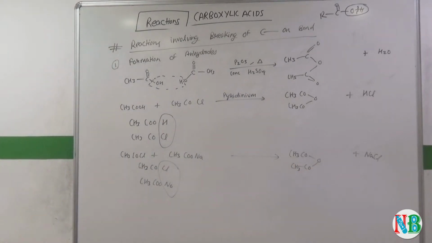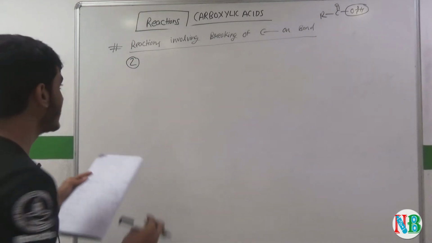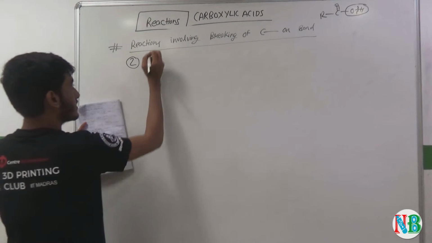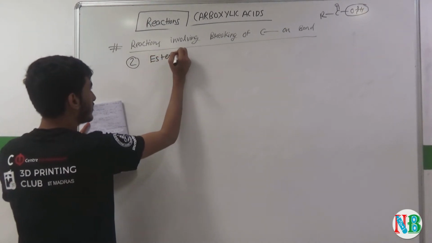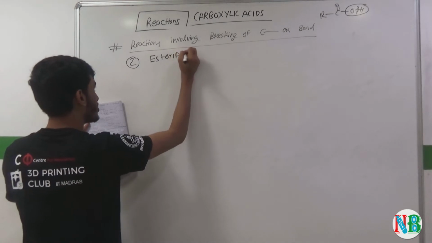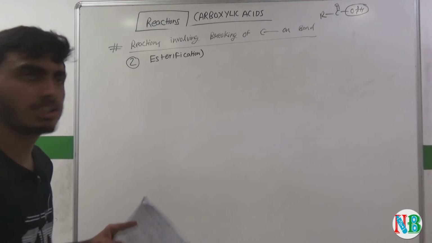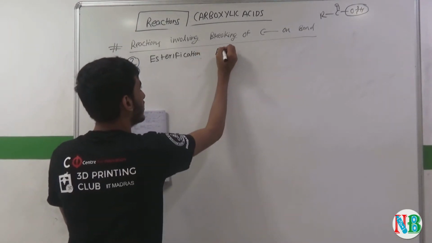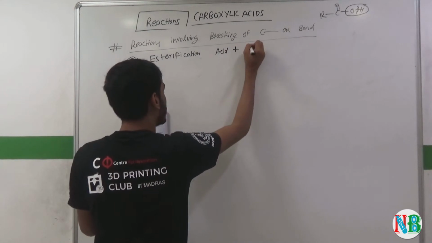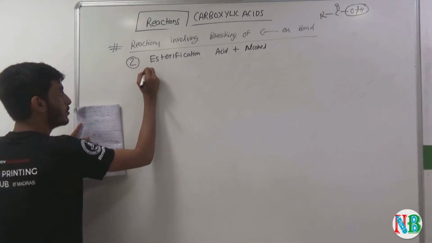The second kind of reactions are also important. They are formation of esters. These reactions are also called esterification. So they are simply formation of esters. In this we use acid plus some alcohol. So acid and alcohol give an ester. So how to do this reaction?